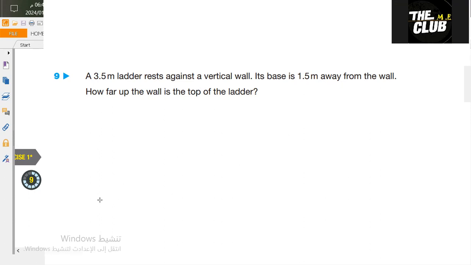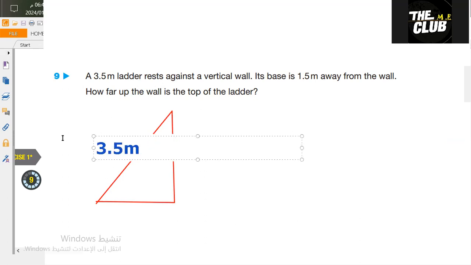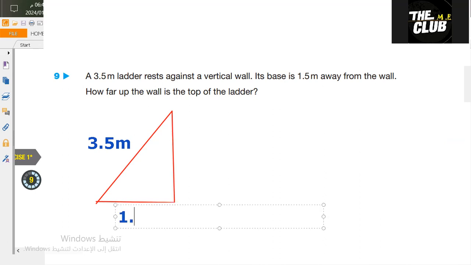So I have a ladder like this, and this is the wall, and this is the base. So the ladder is 3.5 meters against the vertical wall. Its base is 1.5 meters away, so this is the length between the base of the ladder and the wall. Now, how far up the wall is the top of the ladder?